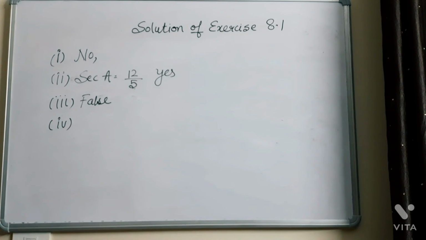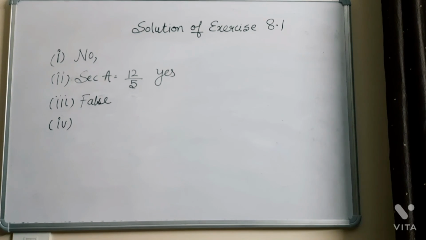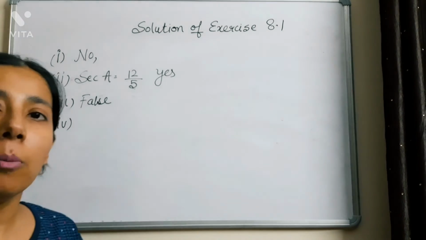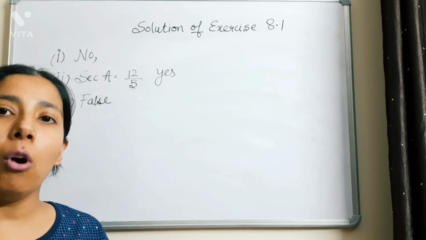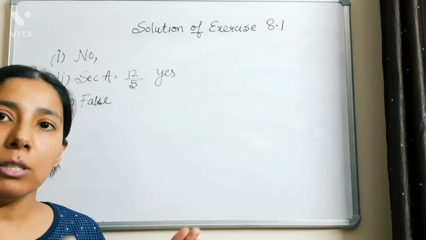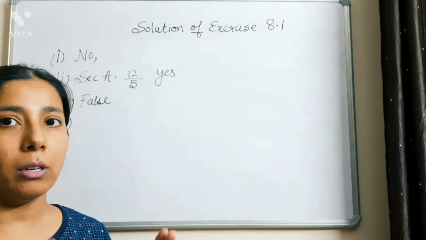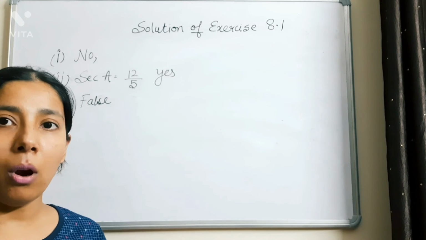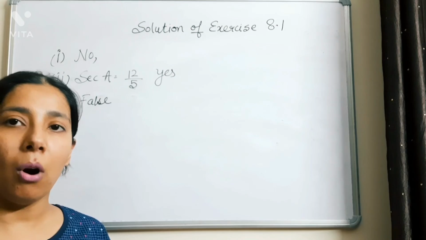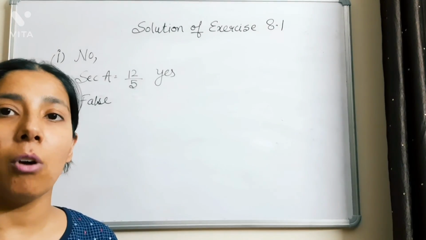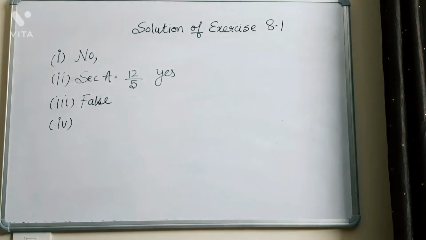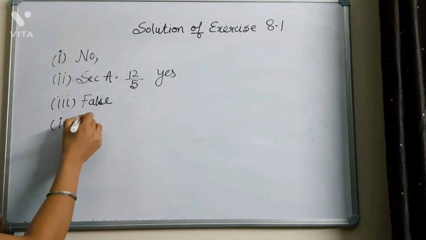Question number 4. Cot A is a product of cot and A. No. Cot A is not a product of cot and A. Cot is a trigonometric ratio. A is an angle. They are always taken together. Cot alone will make no sense. There is always cot with an angle, but it is not a product of cot and angle. Cot A itself is a trigonometric ratio which is always taken together. So write it as no.